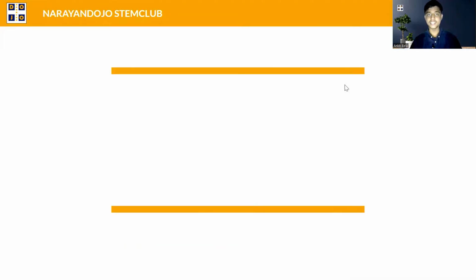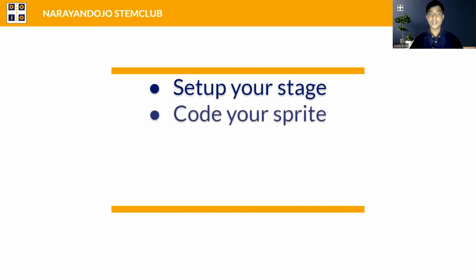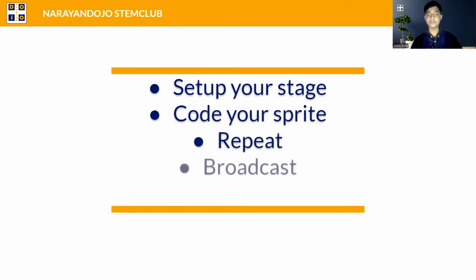Before starting the session, let's see what we learned in the last session. Till the last session, we had learned how you can set up your stage inside the Scratch editor, how you can code your sprite for animating them, and how you can use the repeat block for performing something again and again, but for a certain time. We also learned how you can use the broadcast block if you want to send information or any message from one sprite to another sprite, and how you can use the forever block if you want to perform something again and again without any limitation. And champs, if you want to watch the last session, just click on the eye icon.